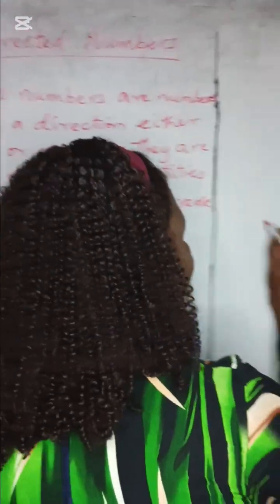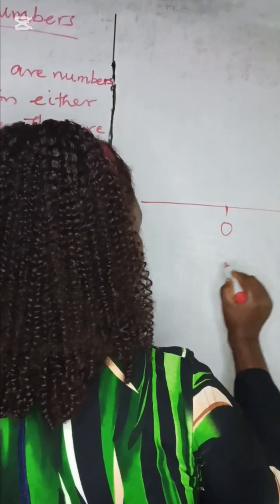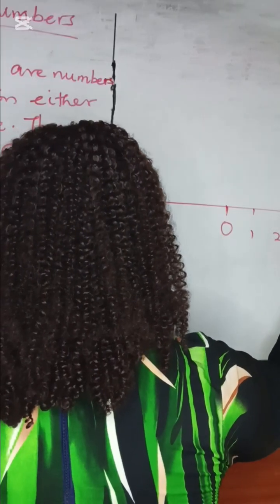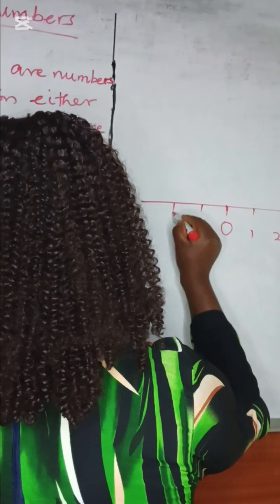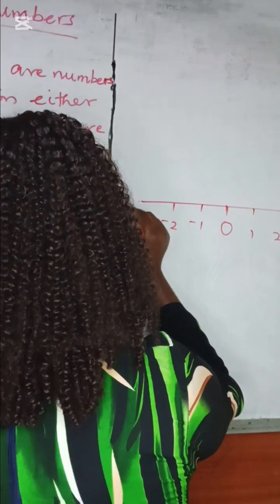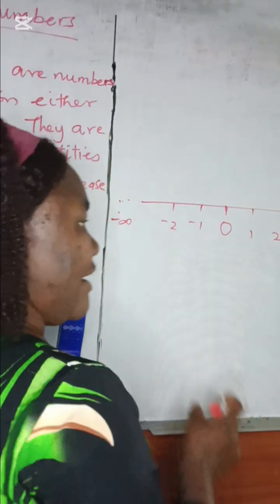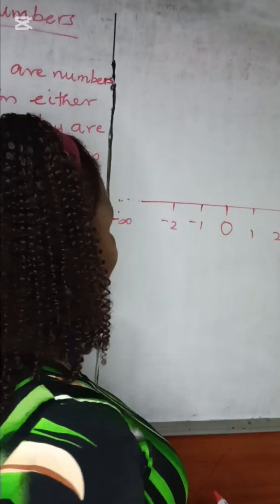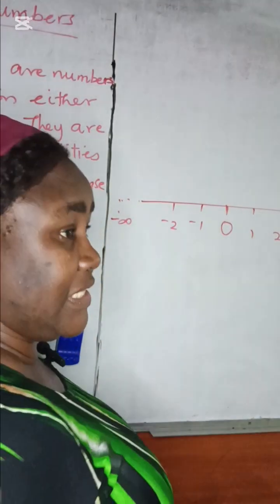Let's say we have a number line. At this point, we have 0. We have 1, 2, up to infinity, positive infinity. Then here we'll have minus 1, minus 2, up to minus infinity. The number line here represents what we call the integers, and they start from minus infinity to positive infinity.